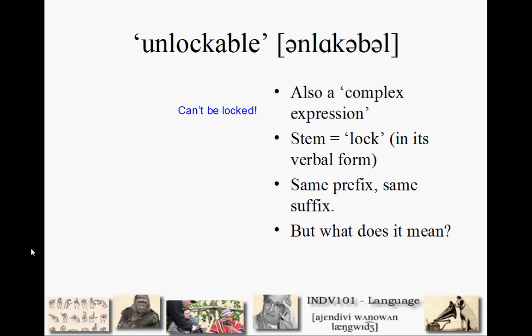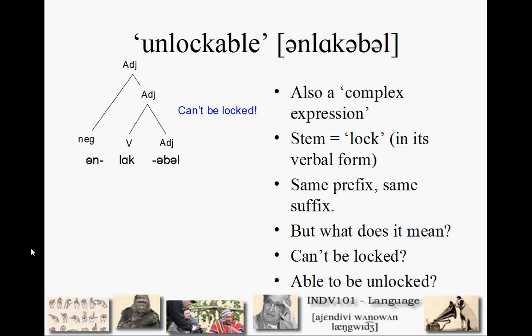So, unlockable. It can mean 2 things. Okay, so it's a complex expression. The stem here is lock. It's a verb. Lock can also be a noun, but in this case we're looking at the verb lock. It can mean 2 things: can't be locked or able to be locked. In both interpretations you have the same prefix un and the same suffix able, but you can make unlockable mean 2 different things, and that's based on the hierarchical structure of the word.